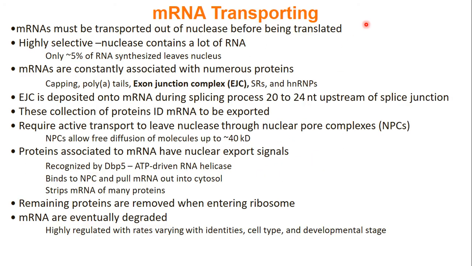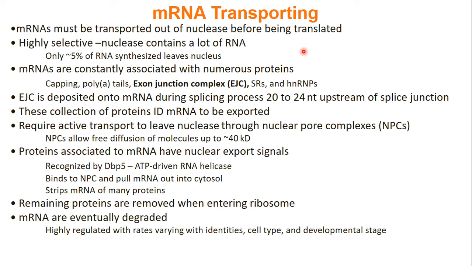So after we have created our mRNA, we've capped it, put a tail on it, and modified any bases, we finally have to get it out of the nucleus before we can make a protein out of it. Remember, our ribosomes aren't in the nucleus, they're in the cytoplasm. And this has to be highly selective because the nucleus has a lot of RNA, and only 5% of the RNA that we make will ever leave the nucleus. So how can we make sure to only export the RNA we want to?